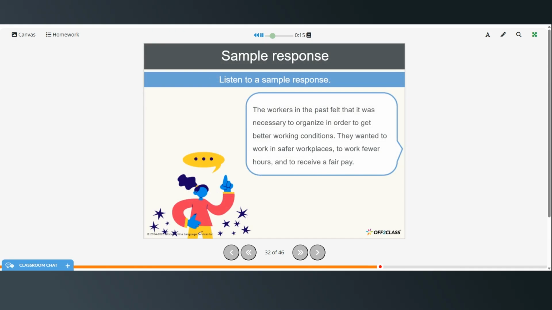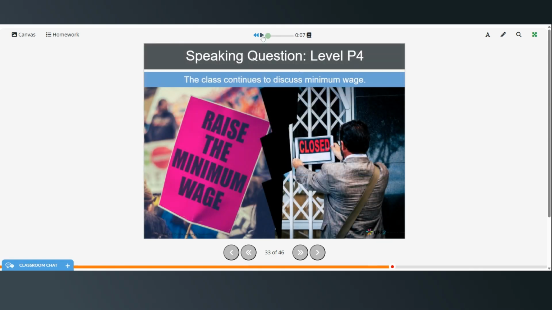The workers in the past felt that it was necessary to organize in order to get better working conditions. They wanted to work in safer workplaces, to work fewer hours, and to receive fair pay. The class continues to discuss minimum wage.